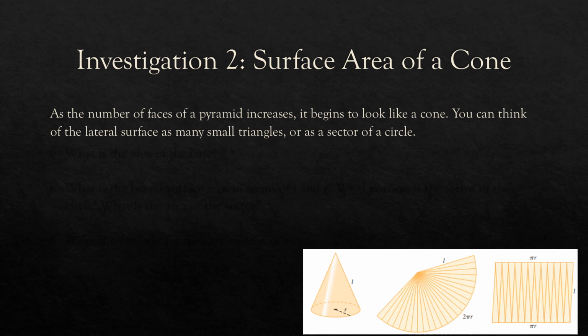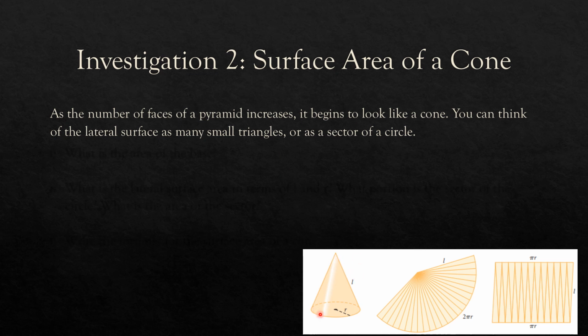Now we're going to investigate the surface area of a cone. As the number of faces of a pyramid increases, it begins to look like a cone. So we can think of it as a lateral surface area of many small triangles. We could also think of it as a sector of a circle.